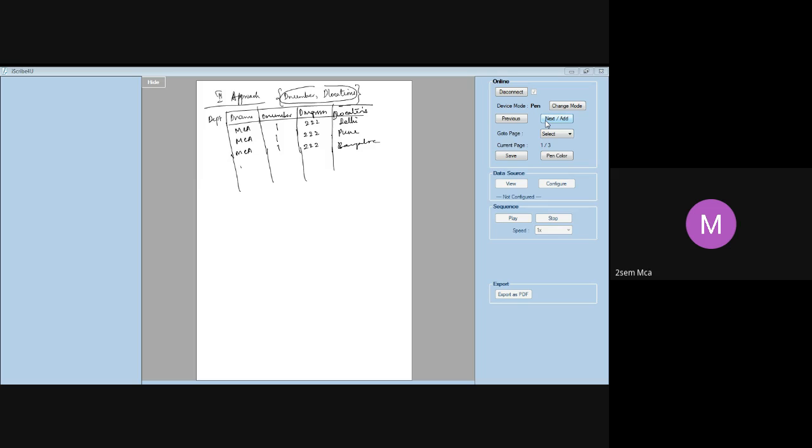Next is what? MBA. That and all is not a problem. MBA, it is 2. This is 111. And then you have Bangalore, right? Then we had MTech, 3, something like this, 3333, and then Hyderabad. This is what we had.